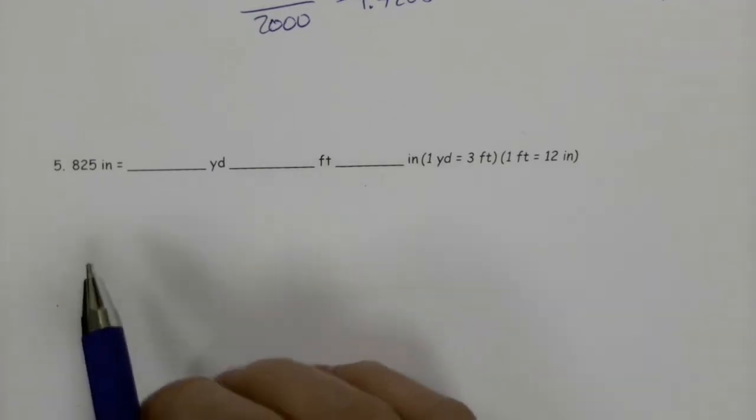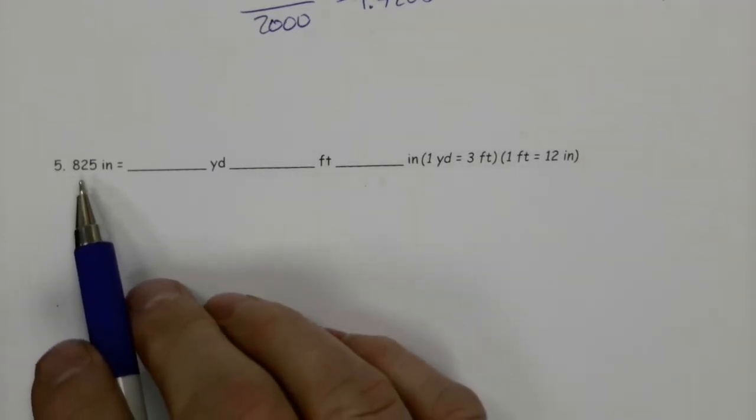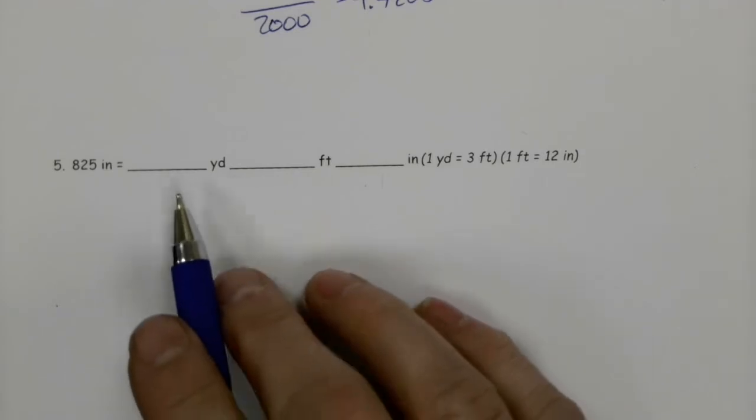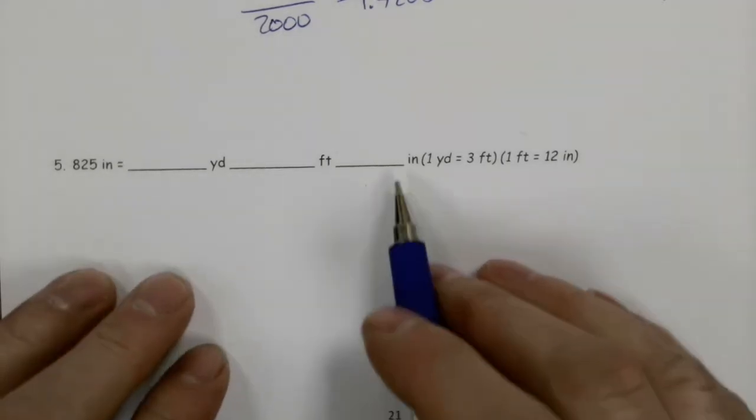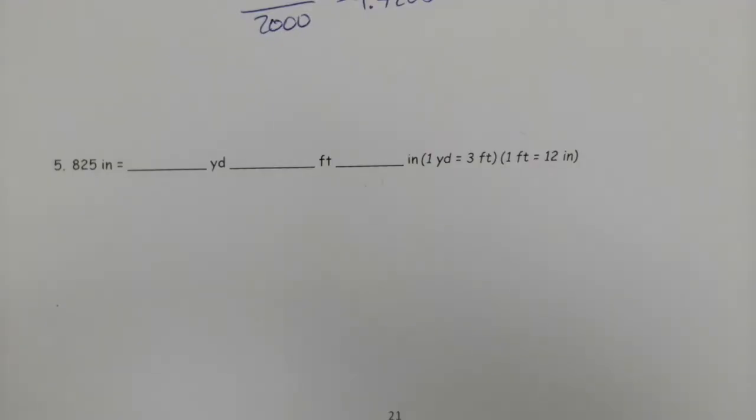Okay. Now we're going to change this up just a little bit by adding a third unit here. Okay, so we're going to convert 825 inches into yards, feet, and inches. Okay, now I'm going to do a little bit of work down here, just because I know how this is going to play out here, and I'm going to need just a little bit more space before I get the answer because I'm going to have to do this in kind of 2 steps.